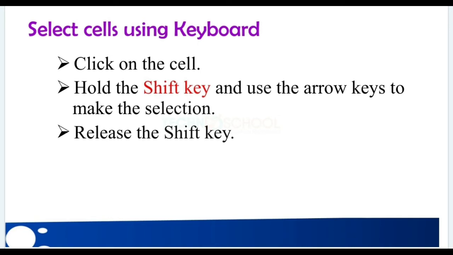We have two buttons on the mouse, the right button and the left button. Press the left mouse button and drag the mouse. Drag means you have to move it around the screen. Drag the mouse pointer. Okay, so these are the steps you have to follow to select a group of cells.